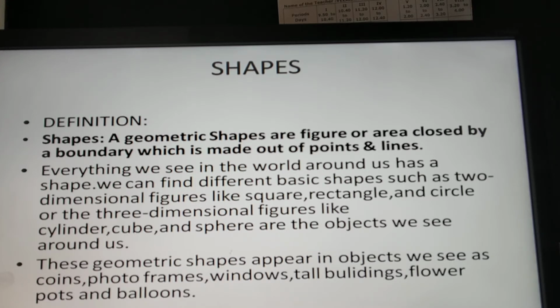Next point. These geometric shapes appear in objects we see, such as coins, photo frames, windows, tall buildings, flower pots and balloons. So children, in our day-to-day life, we see these shapes in the form of objects. How? Objects such as coins are circle shaped. Photo frames may be square or rectangle. Windows again may be rectangle. Tall buildings and flower pots are some of the objects in which we see the shapes.